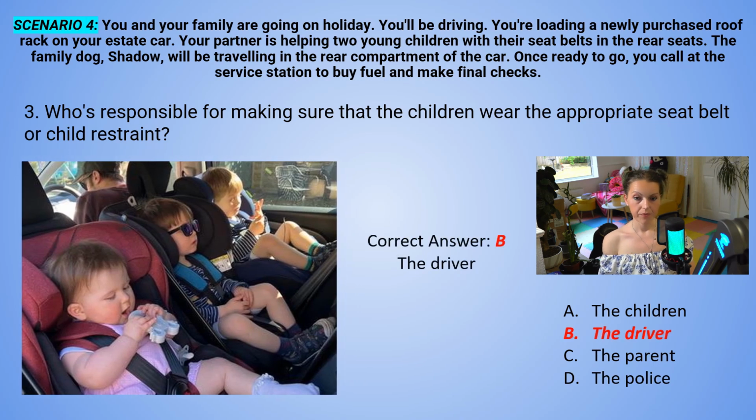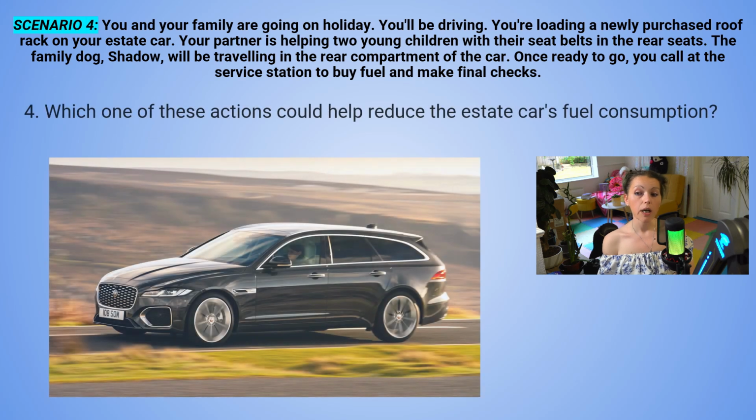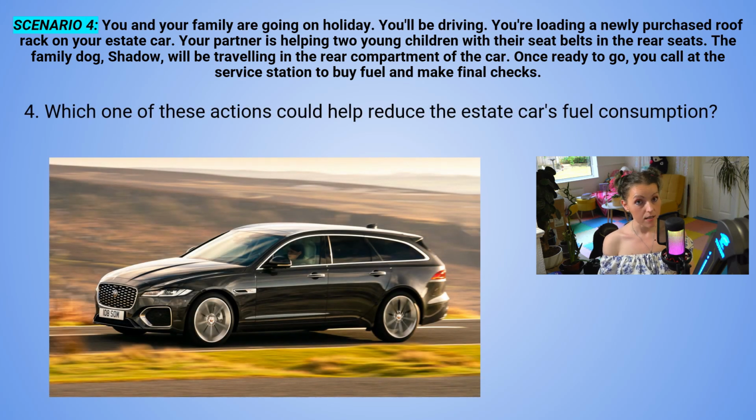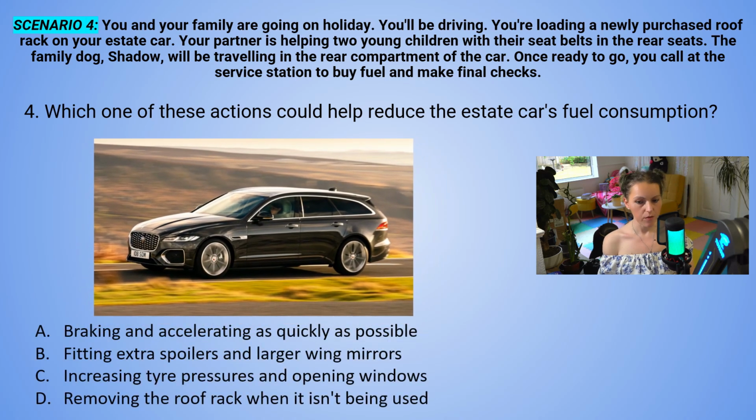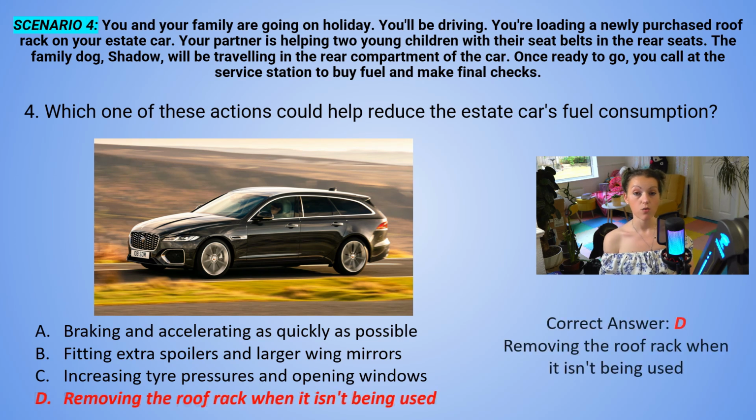Next question. Which one of these actions could help reduce the estate car's fuel consumption? A. Braking and accelerating as quickly as possible. B. Fitting extra spoilers and larger wing mirrors. C. Increasing tire pressures and opening windows. Or D. Removing the roof rack when it isn't being used. And the correct answer is D. Removing the roof rack when it isn't being used.